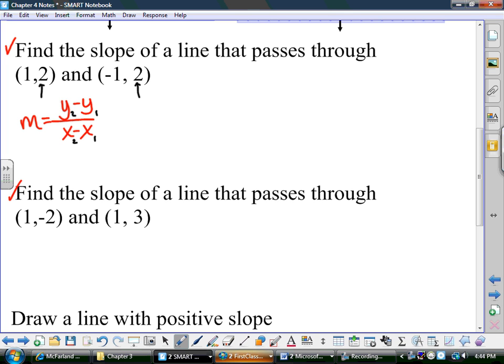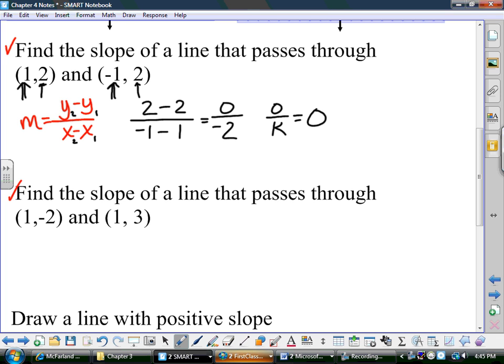So the second y value is 2, minus the first y value is also 2, over, then we need to do the second x value minus the first x value. Negative 1 minus 1. When we subtract, we get 0 over negative 2, and it is okay to have a 0 on the top of a fraction. It just equals 0.